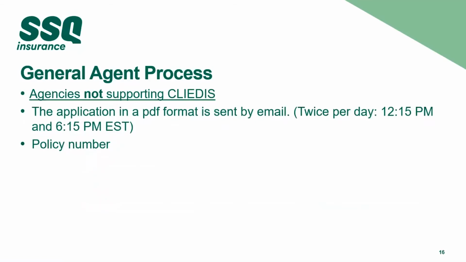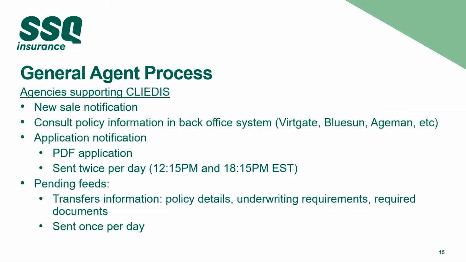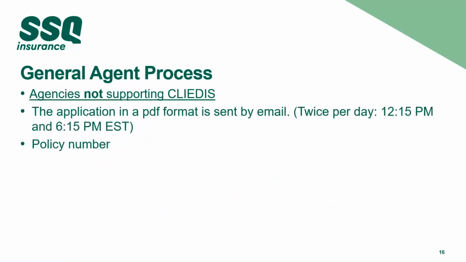Now, sorry, I also forgot to mention that the feeds are sent twice a day for the application notification and once for the pending feeds, and this has not changed. Agencies that aren't supporting Clitus will receive the application by email. So just a little trick here. The policy number can be found in the title of the email. So this will allow you to make any verifications necessary because the policy number is not included in the PDF of the application, of course.